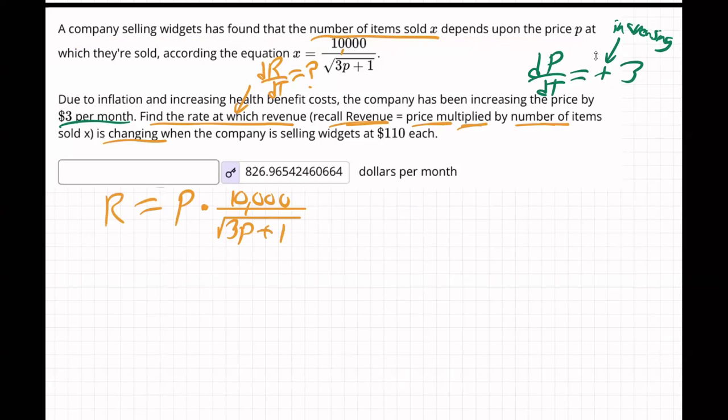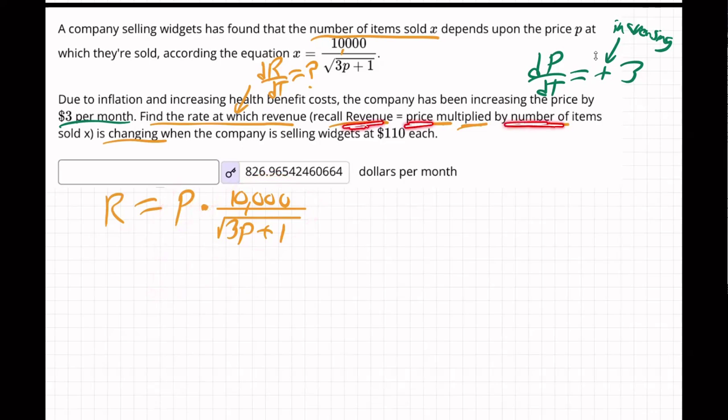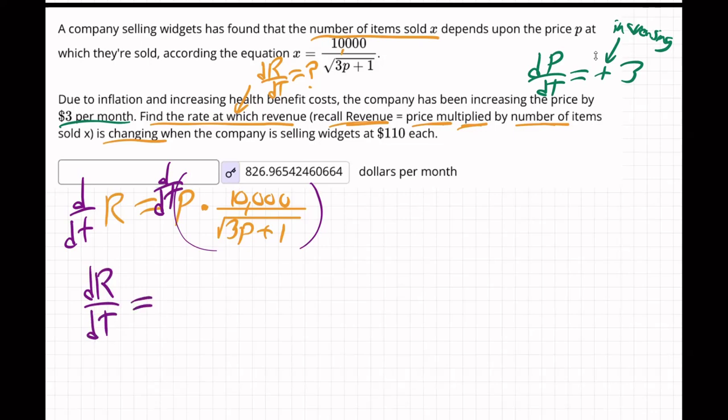Because revenue is how much money your company takes in. Say we sell 100 items and they're $5 each. Well, that's 5 times 100, be $500, right? So your revenue is always the price times the number of items. So there's the revenue equation, and they want us to find dR/dt. Let's find the rate at which revenue is changing. So we're going to have to do d/dt of this side and d/dt of that side. So this becomes dR/dt, which is what we're looking for, the rate of change of revenue with time.